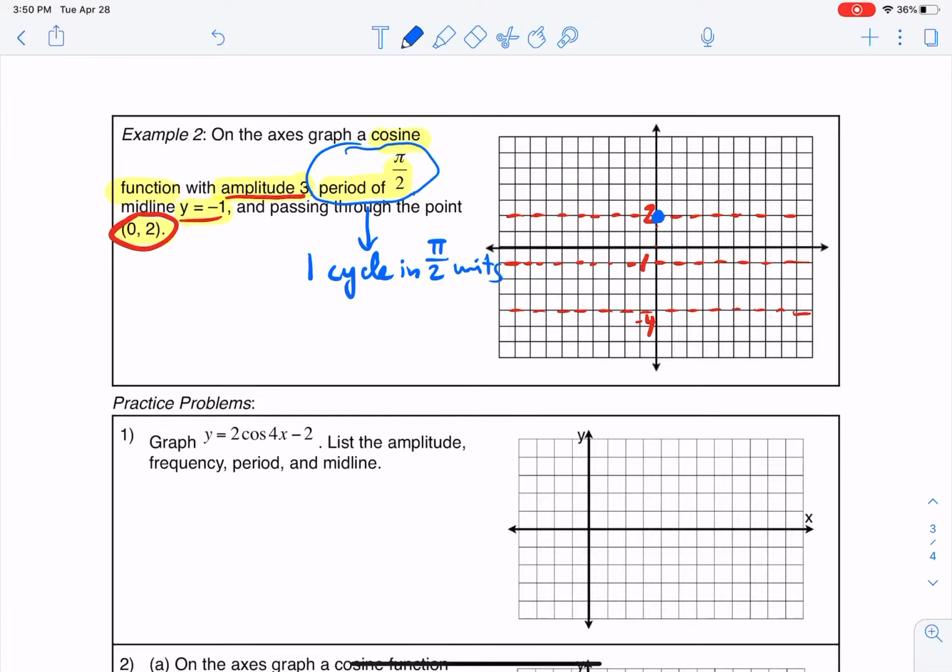Now, we're not told how many cycles to draw. I think to make it easy, what I would do is with my maximum point here, which I'm sort of indicating with that blue point, and maybe I should actually change that to just highlighting it. So highlighting that maximum point, I'm going to write that as pi over 2. Because I know I need to complete one cycle at pi over 2. On the other side, I'm going to write negative pi over 2. All right, so those are my x values.